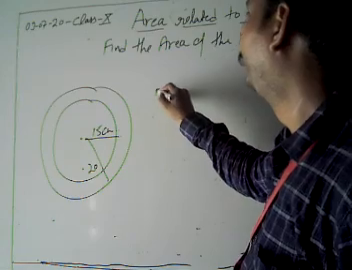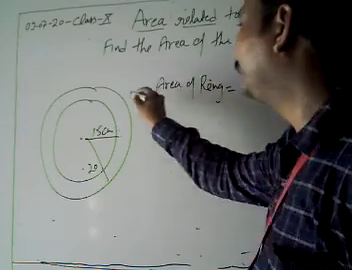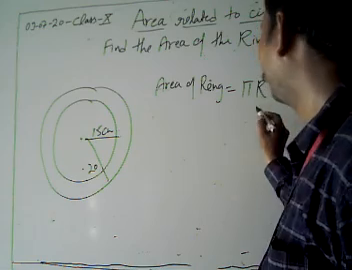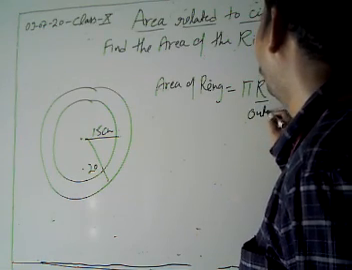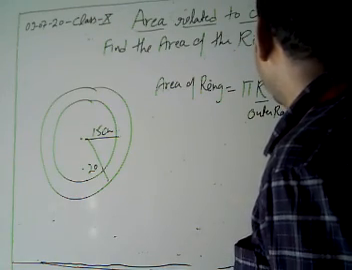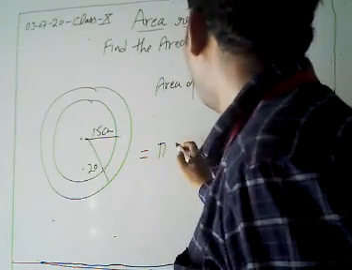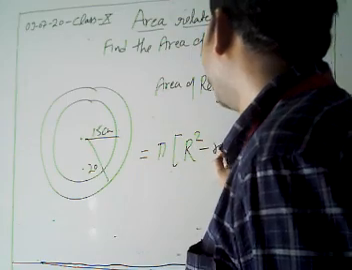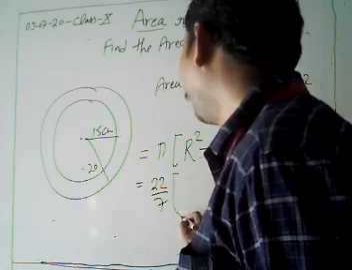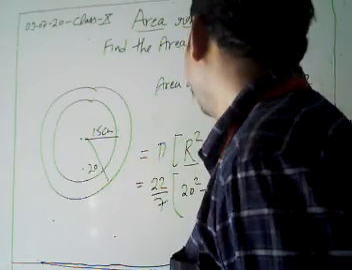Again, remember the area of the ring. How can we get it? Pi R square minus pi r square, where R is the outer radius and r is the inner radius. Now we have all the values, so it is easy to solve. Take pi common, then R square minus r square. Put the value of pi as 22 by 7, because it is not given. R square is 20 square, minus r square, which is 15 square.